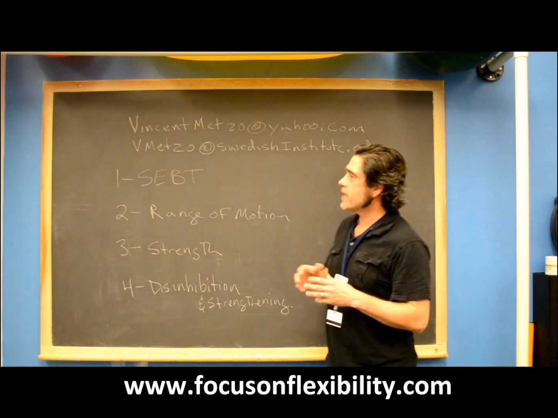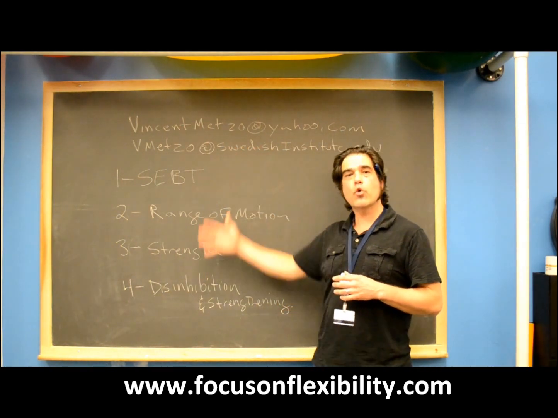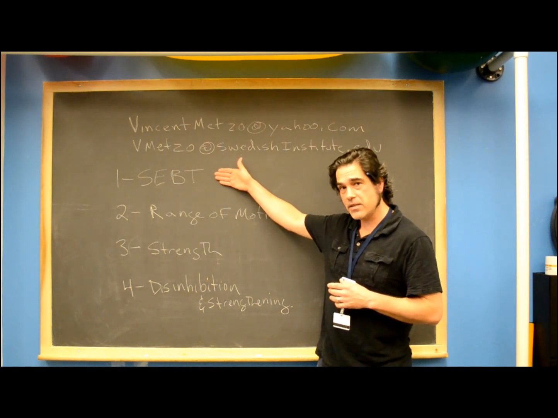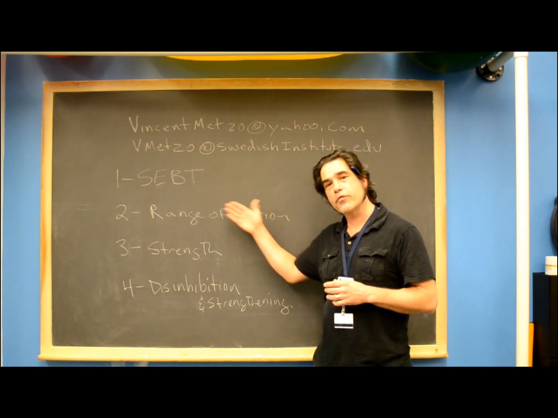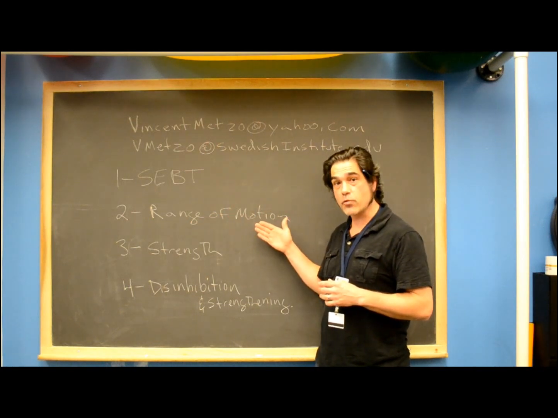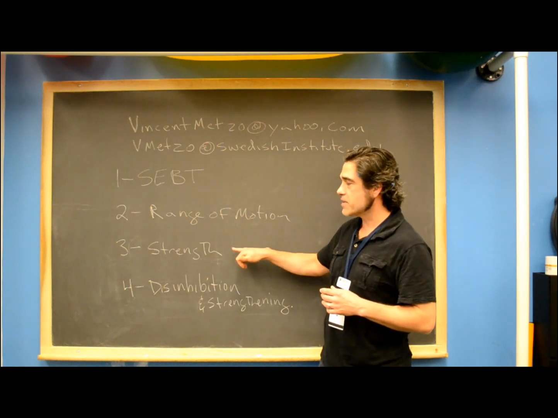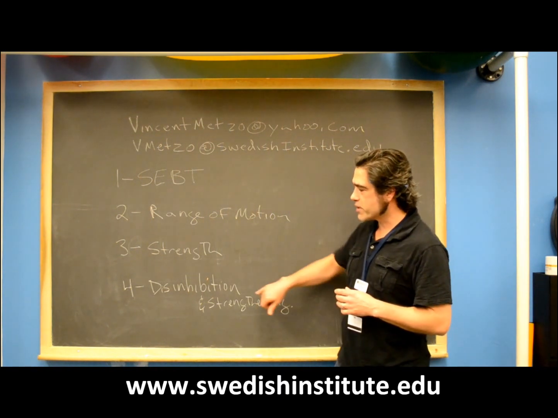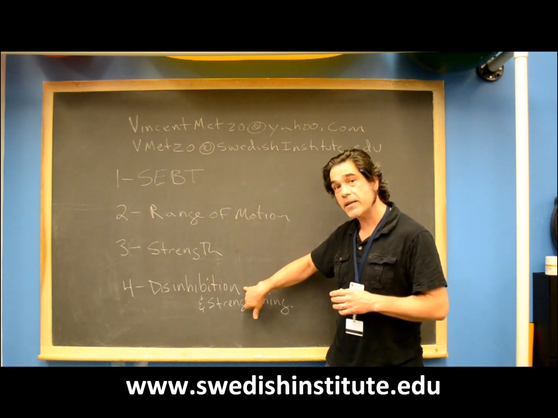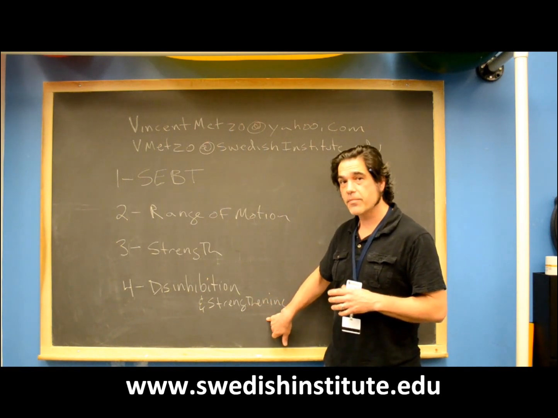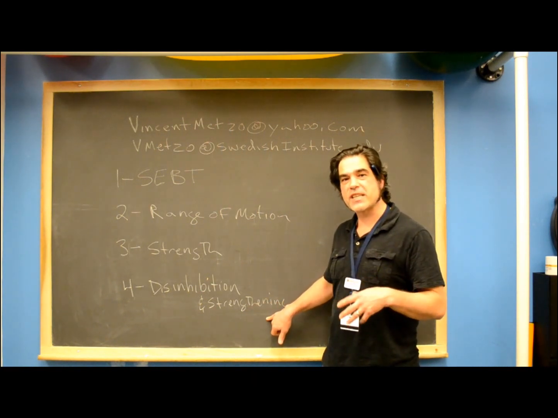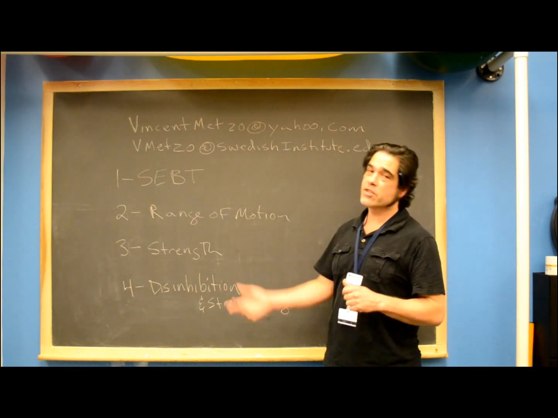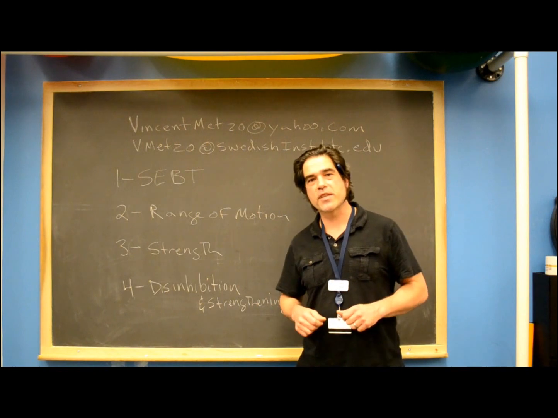So what we're going to do today is go through a quick movement screen. We'll do the single leg excursion and balance test. Then I'll show you a couple different ways we can assess range of motion. And finally, some manual muscle tests for strength. We'll finish off with some techniques to disinhibit and strengthen the muscles that we may need to in order to get better, more efficient movements. So come on over and we'll start with the SEBT.